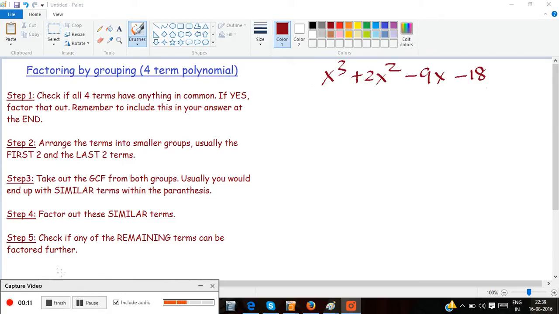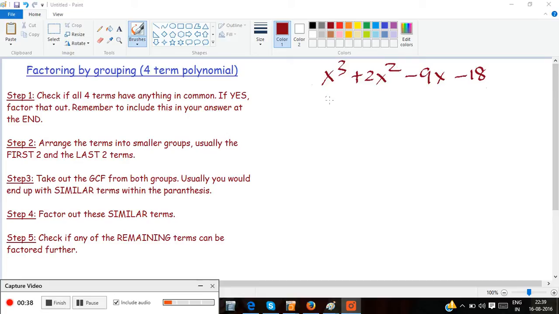So there are about 5 steps, and instead of going through the steps, let's attempt to solve this particular problem, and we'll go over the steps in the course of solving it as well. The four-term polynomial I have at hand is x cubed plus 2x squared minus 9x minus 18. Okay, so I'm going to group this into two groups.